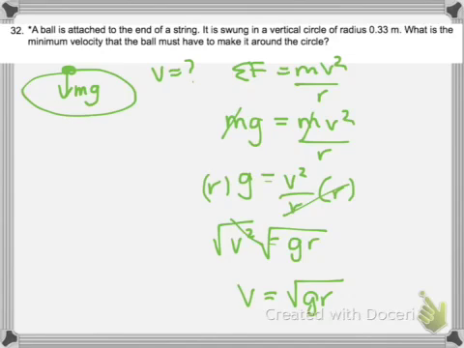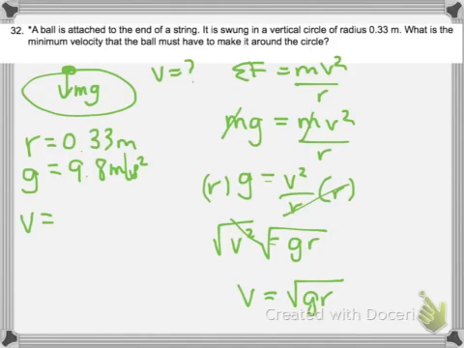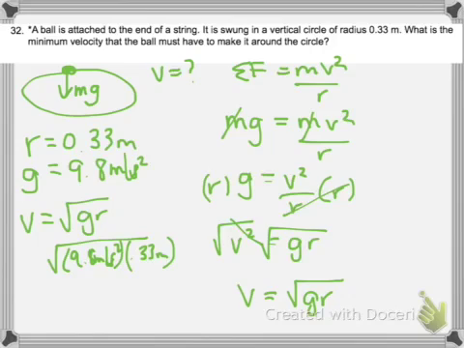You can see that the only thing that they supplied to us was the radius in the problem, and that's all that we'll need, because our radius is going to be 0.33 meters, and we know that g is 9.8 meters per second squared, which is our gravity constant. So if we go back to v equals square root of gr, and we plug in our numbers, we have the square root of 9.8 meters per second squared multiplied by 0.33 meters, and we will end up with a velocity of 1.8 meters per second.